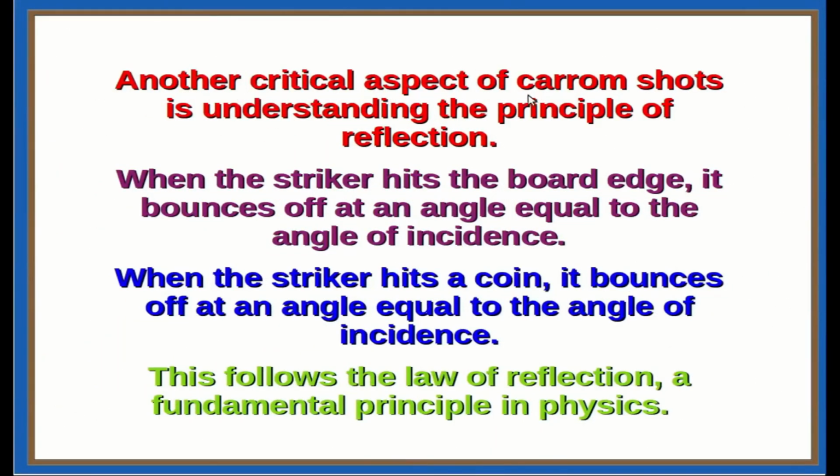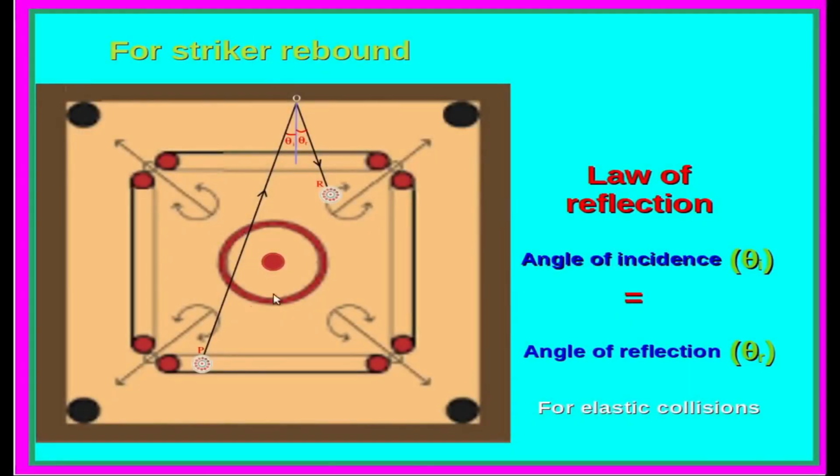Another critical aspect of Carrom shots is understanding the principle of reflection. When the striker hits the board edge, it bounces off at an angle equal to the angle of incidence. When the striker hits a coin, it bounces off at an angle equal to the angle of incidence. So this follows the law of reflection, a fundamental principle in physics, namely optics. For striker rebound, we have the striker being struck, and it hits the board directly and it rebounds from the opposite edge and then hits a coin.